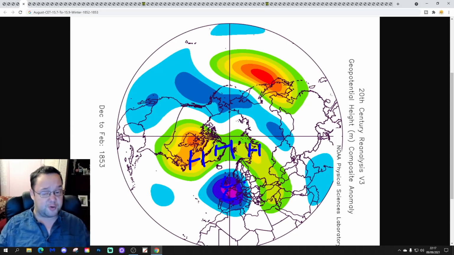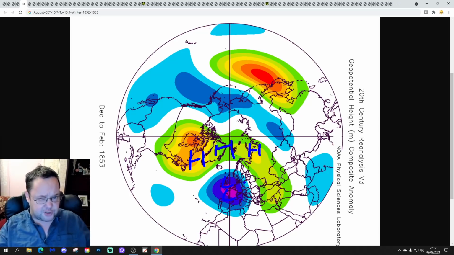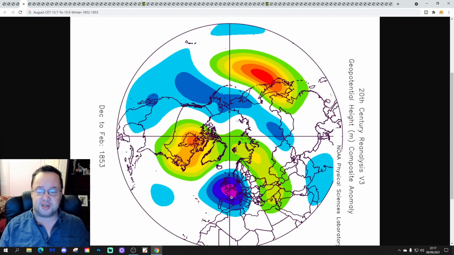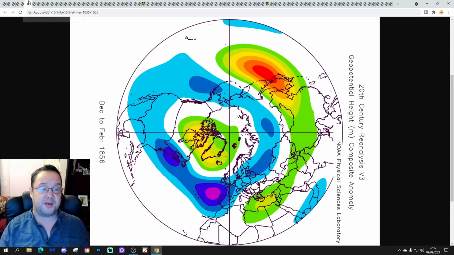So again, that looks like it could be quite a coldish winter. Probably not as cold as the other two, but probably cold signals there with that one. You want to send that trough a little bit further southwards, though, to be a classic cold setup. Our next winter is going to be 1855, 1856.